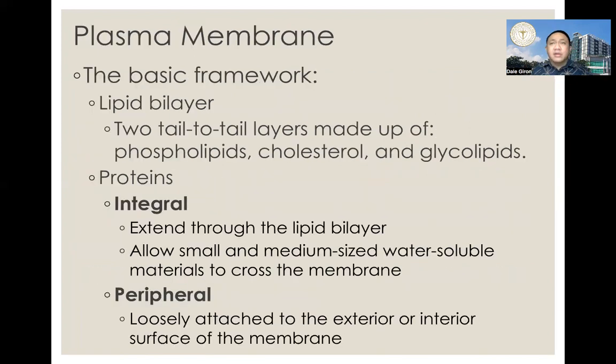Now, for it to regulate its function, you need to have a good structure, or the basic framework. The plasma membrane is made up of a lipid bilayer. It's actually a phospholipid bilayer, composed of two-tailed layers made up of phospholipids, cholesterol, and glycolipids. Other than the lipid bilayer, it also contains proteins. We have two types of proteins: the integral proteins and the peripheral proteins.